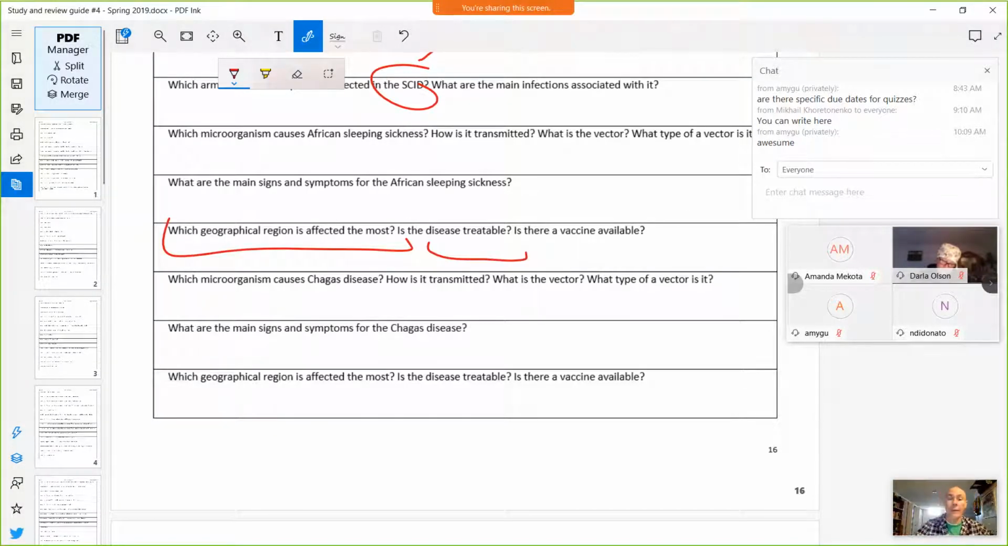Vaccines not available. Chagas disease, Trypanosoma cruzi, transmitted by the sandfly, biological vector, signs and, not sandfly. I mixed it up with leishmania. It's transmitted by the reduviid bug, the kissing bug, the triatomines. Signs and symptoms, again initially fever, then it can cause very specific symptoms. It can infect the heart and the smooth muscle, so megacolon, megaesophagus, cardiomyopathies. Geographical region, South America, disease treatable, no vaccine.